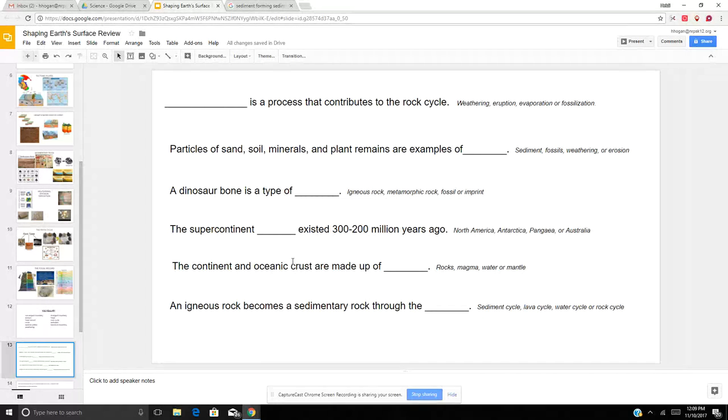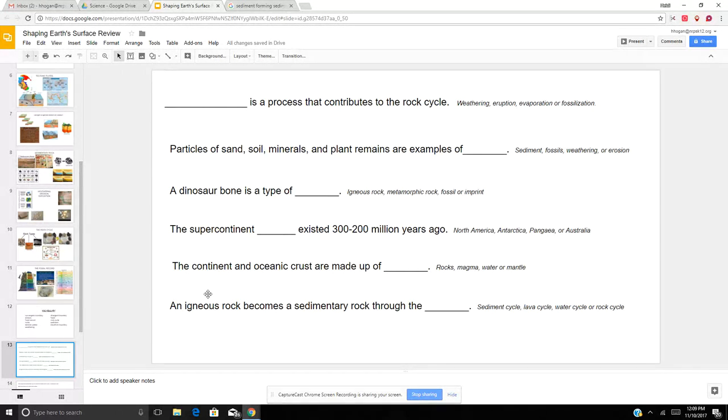So the continental crust and oceanic crust are made up of, so what is our Earth's crust made out of? Is it made out of rocks? Is the Earth's crust made out of magma? Is the Earth's crust made out of water? Or is the Earth's crust made out of mantle?